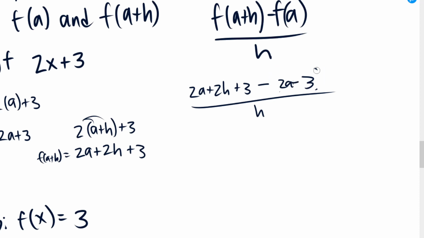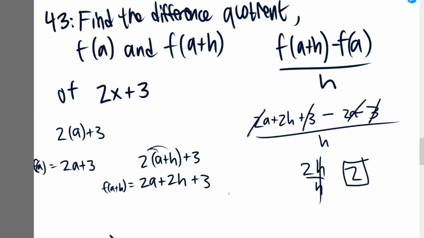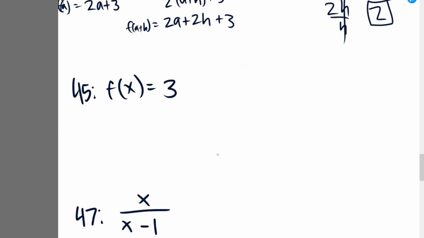That's a mistake a lot of people make, and I almost just did, even though I'm aware that it's a mistake. So we'll get rid of this negative 3 and this 2a. These will cross out, leaving us with 2h over h. These h's will cross out, leaving you with 2. 2 is your answer for that question, but not yours. Yours is probably going to be a little different.